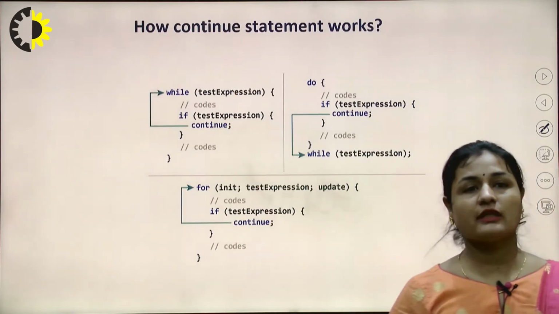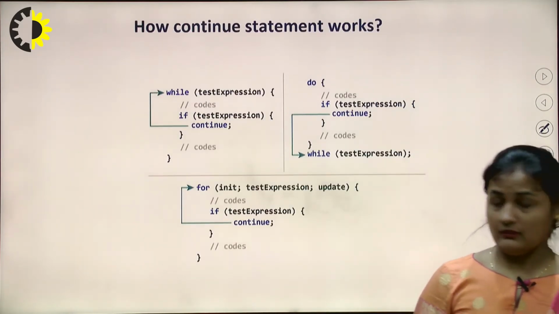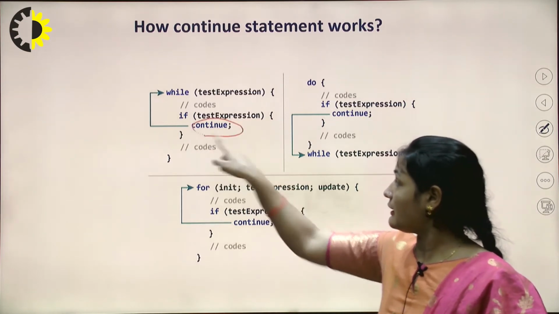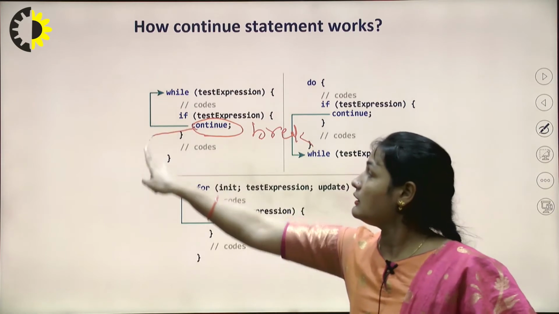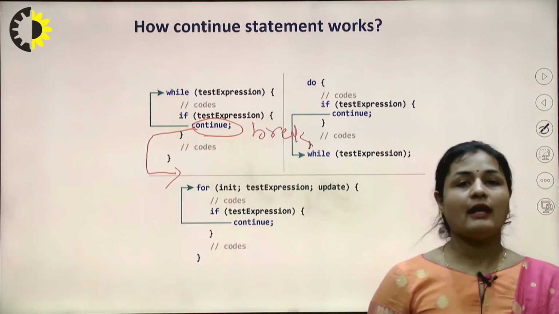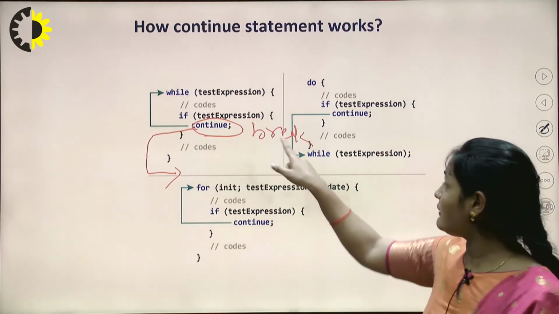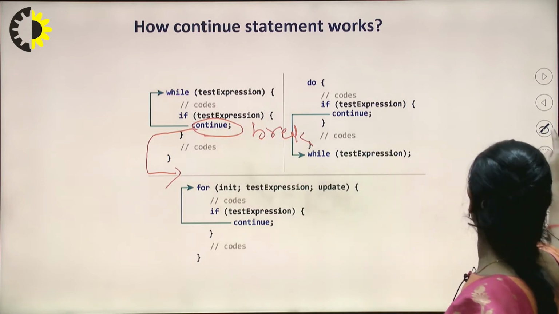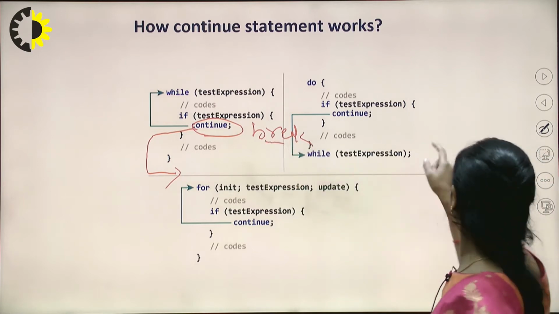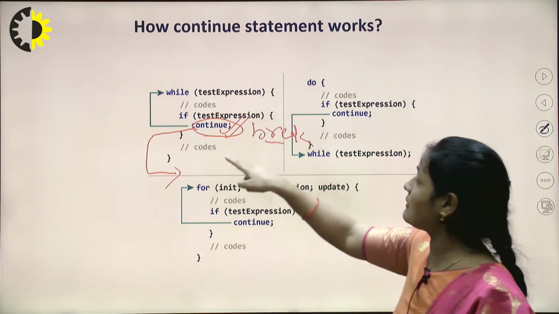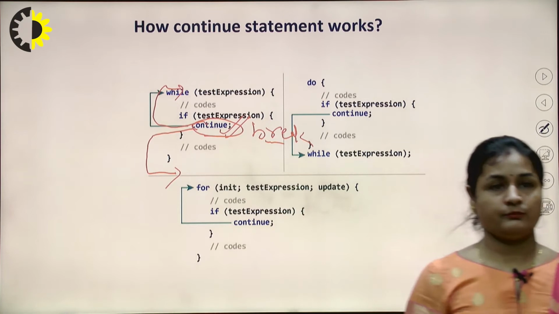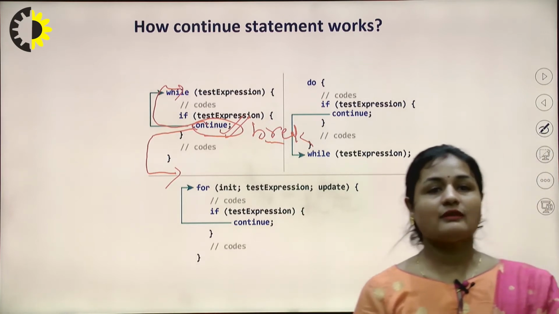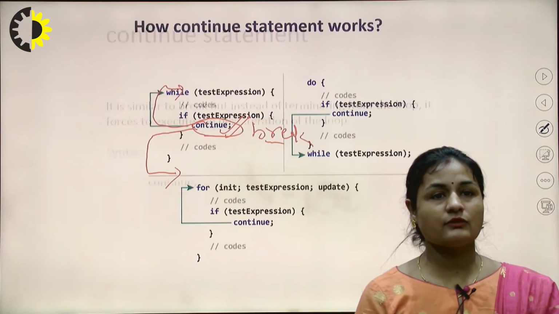How will the continue statement work? If we use break instead of continue, then the control will go outside the loop and the loop will terminate. But when we use the continue statement, it will go to the starting of the loop. So this is the difference between the break and the continue statement.